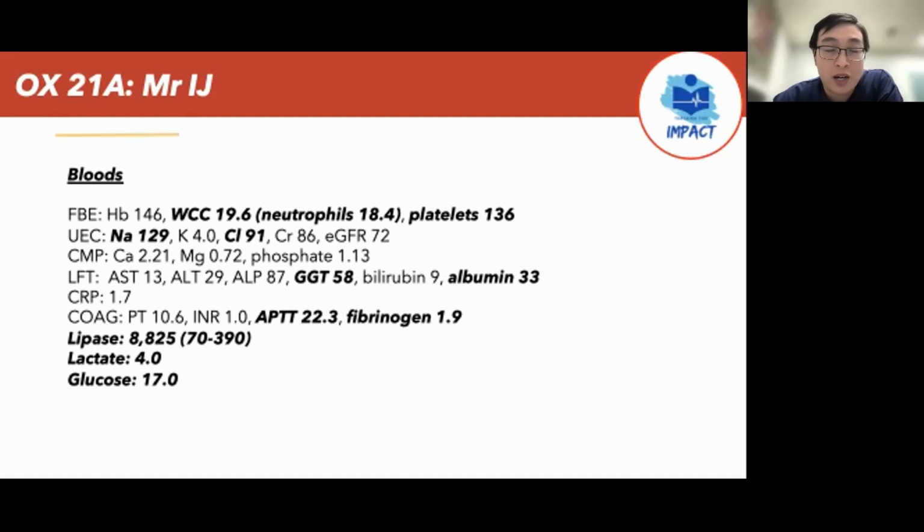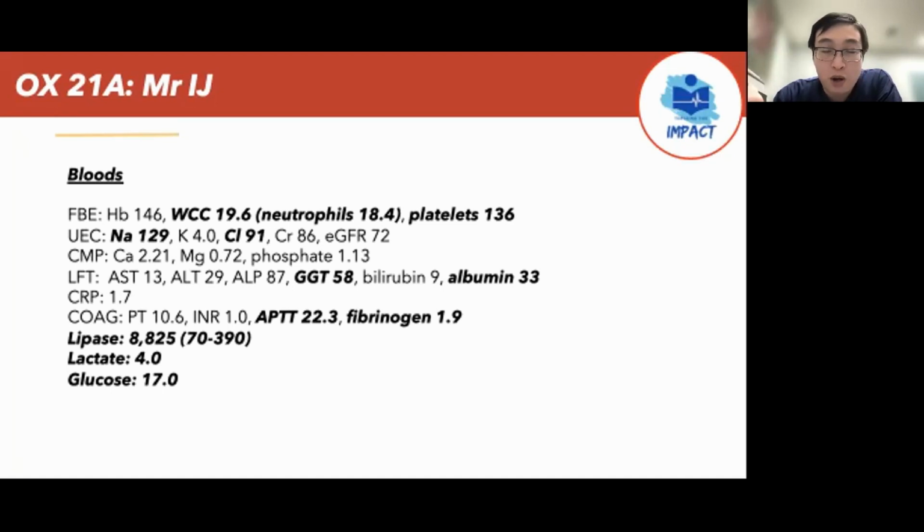So, causes of pancreatitis: gallstones, we're investigating using an abdo ultrasound, plus or minus an MRCP if you're worried about choledocholithiasis. Alcohol is probably the second most common cause for pancreatitis, and I guess we'll elicit that on history. The patient denies drinking, but the GGT is elevated, which is a bit sus.